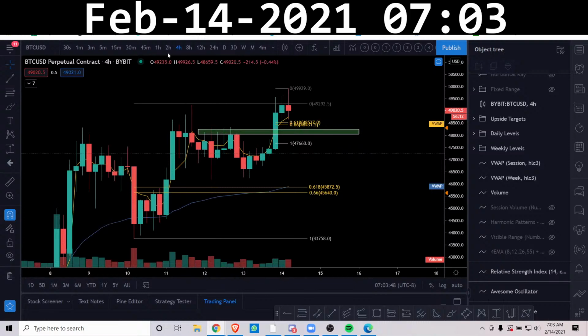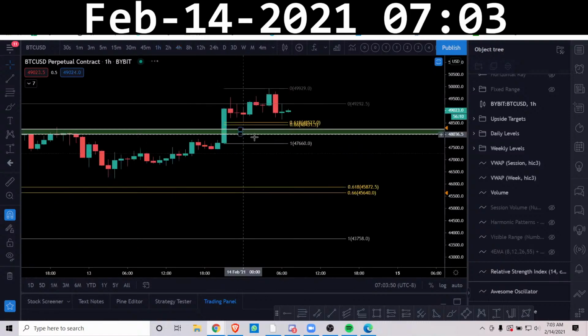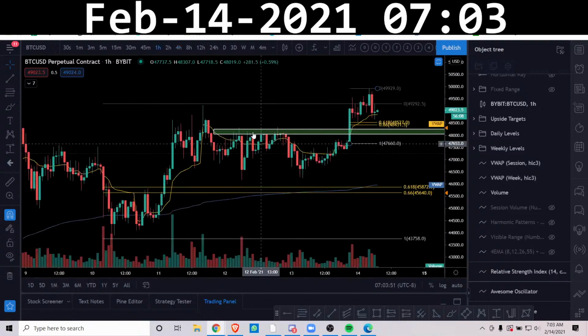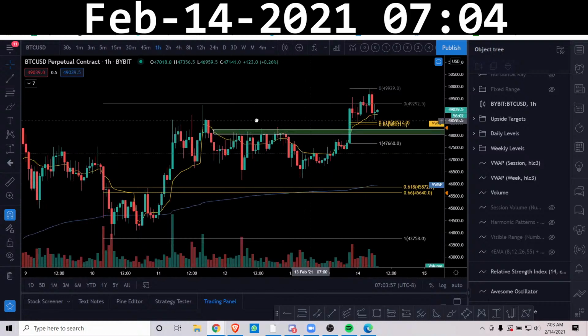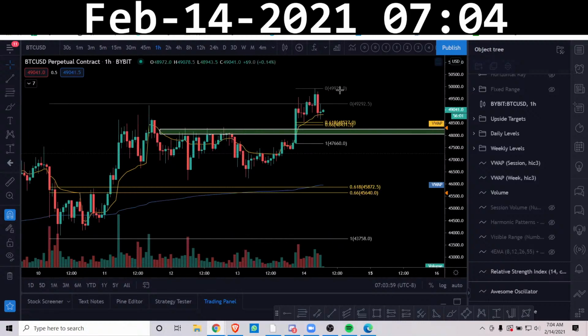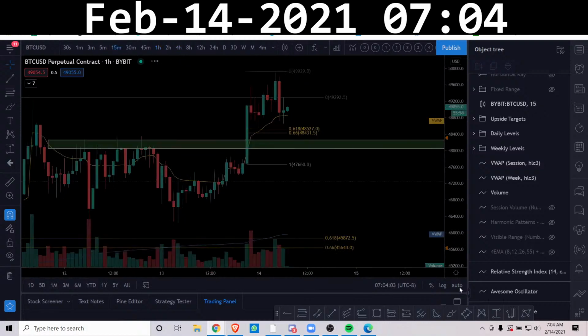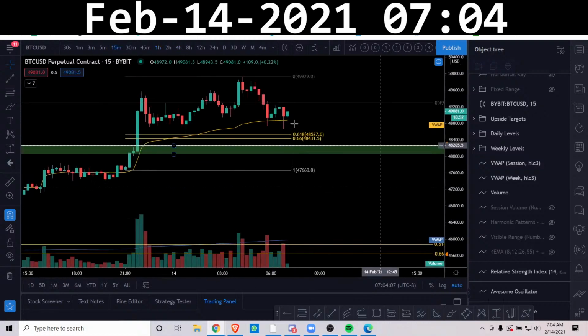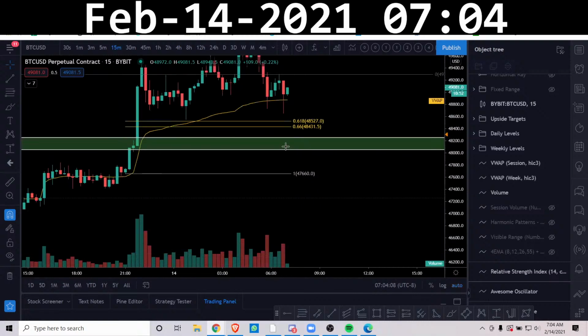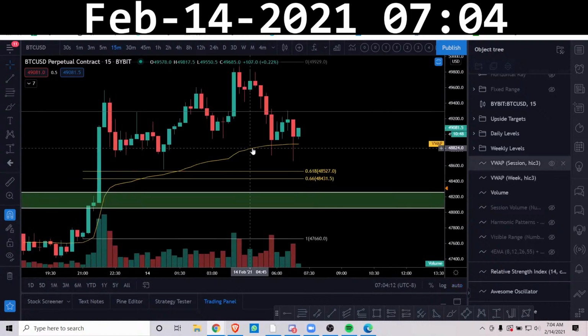Somebody was holding this area down for a good little while. This was held down for almost 3 days. And so yeah, I expect us to come back down and test that. Hopefully. But it's not looking like it's going to at the moment. We are holding the value area low of the day and the point of control as well as the session money VWAP.